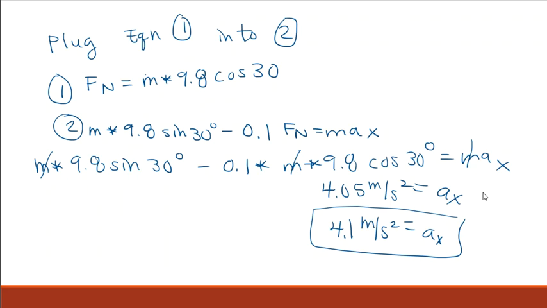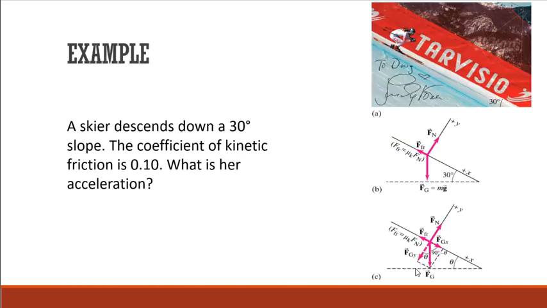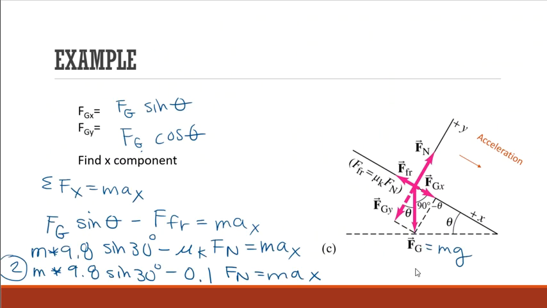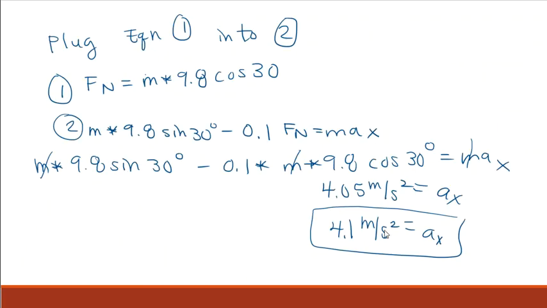All right, so 9.8 sine 30 degrees minus 0.1 times 9.8 times cosine 30 degrees equals acceleration, which equals 4.05 meters per second squared. Everything's given in 2 sig figs, so 4.1 meters per second squared is your final answer.